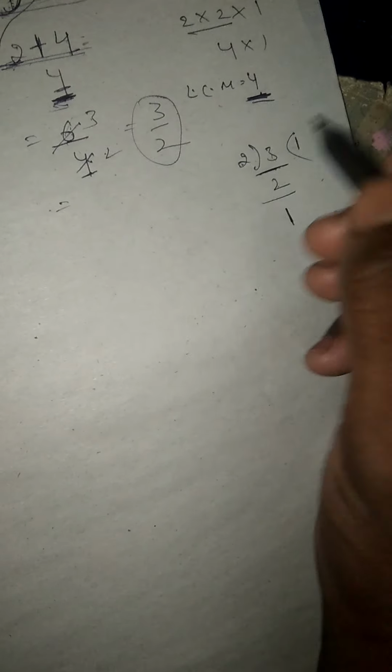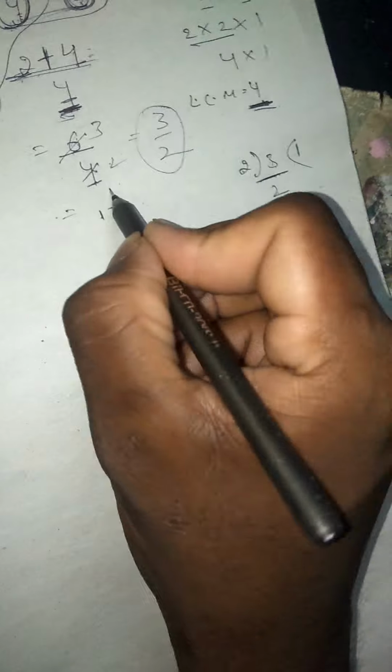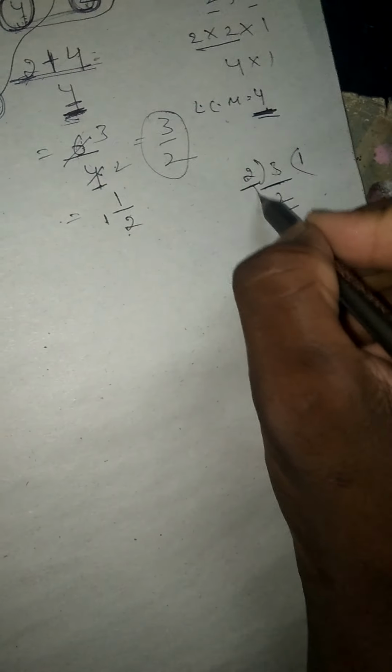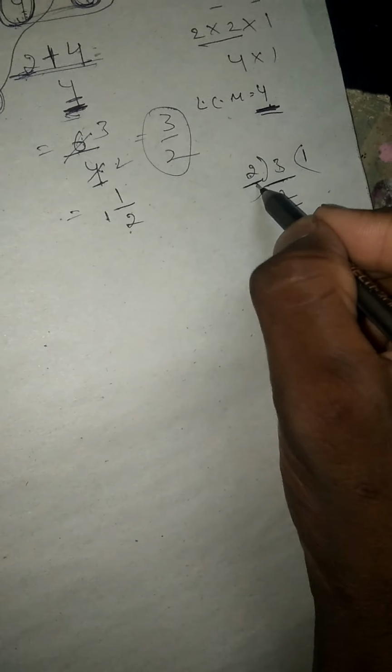Now this number is written in the form of 2 1 by 1 into 1 by 2. Here, quotient. So how to find the quotient? Now this is not the quotient, it is the divisor.